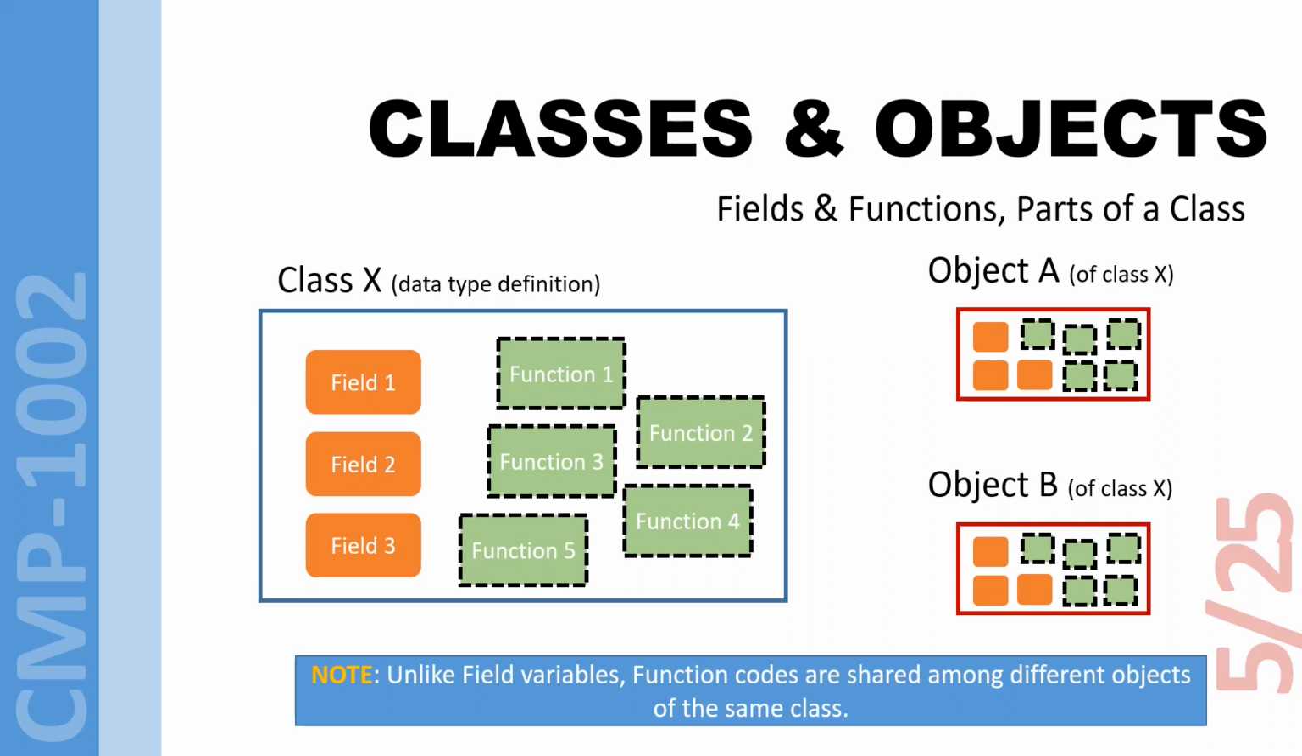Unlike these field variables, these function codes will be shared among different objects of the same class, because the fields are actually going to be different. What do I mean by that? So I have an object A of class X and I have an object B of class X. Imagine that these are two boxes, and each one of these objects has its own field 1s, its own field 2s, its own field 3s, and they can have different values at a given time. However, the functions are going to be the same functions, and they're going to be shared among all objects of the same class.